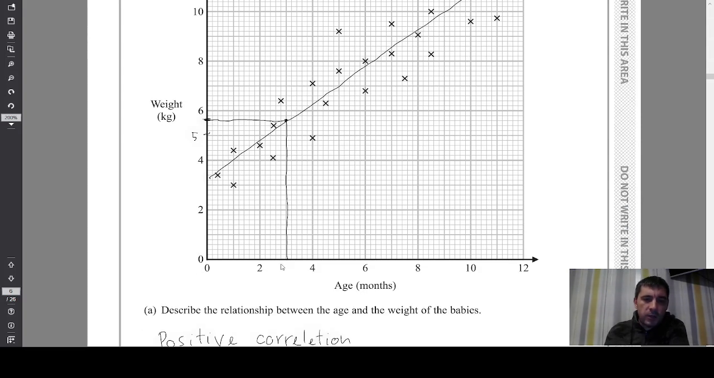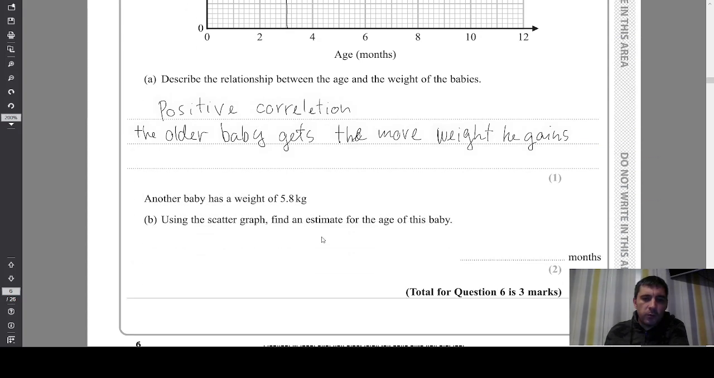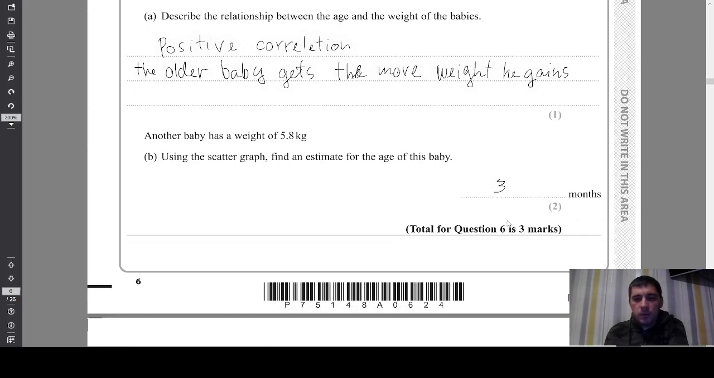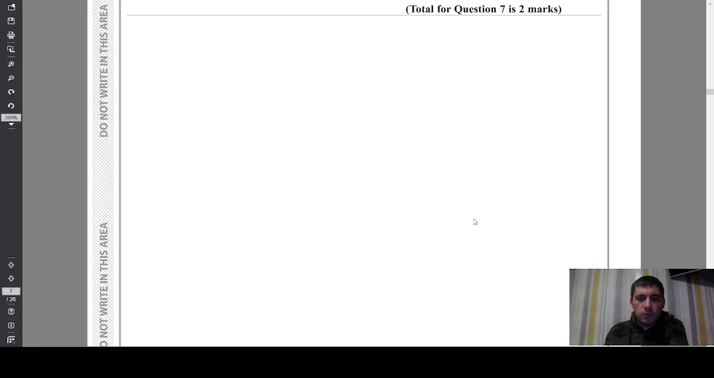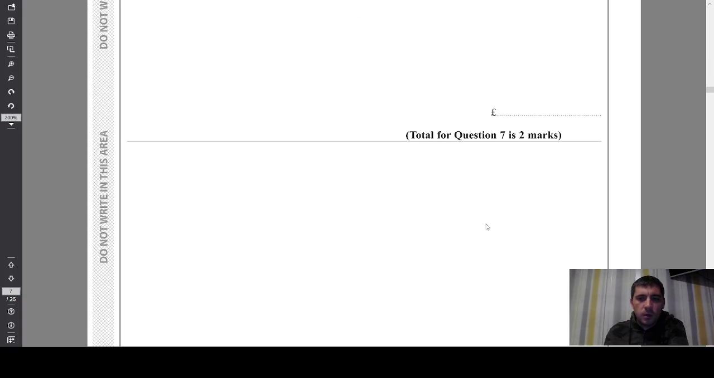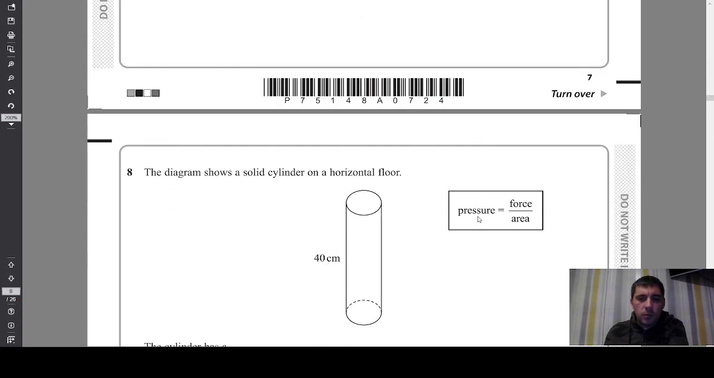So you can see the approximate age is halfway between 2 and 4. Halfway between 2 and 4 would be 3 months. Okay, and that would be pretty much it. So I might do one more question.